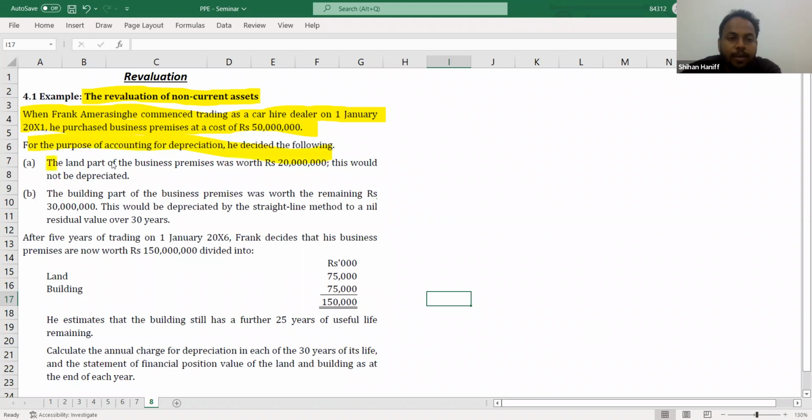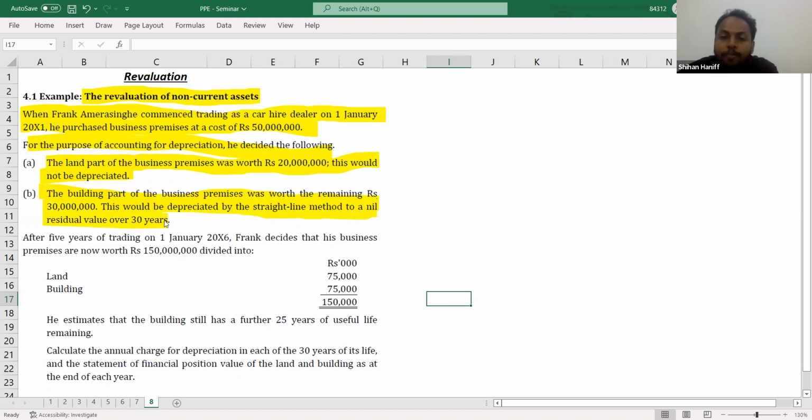The land part was worth 20 million. This would not be depreciated. So there is land, and they are not depreciating it. If 20 million is land, out of a total of 50 million, then 30 million is building. The building part of the business premises was worth the remaining 30 million. This would be depreciated by the straight line method to a nil residual value over 30 years. No residual value, but they are depreciating over 30 years.